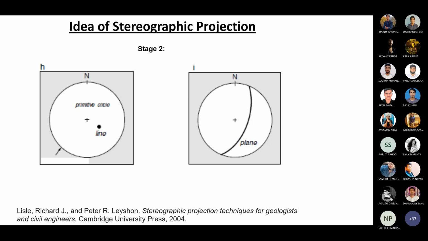So now what is happening? If you see the final result, the projection produces a representation on a flat piece of paper of a 3-dimensional orientation, and that is what you call the stereogram.